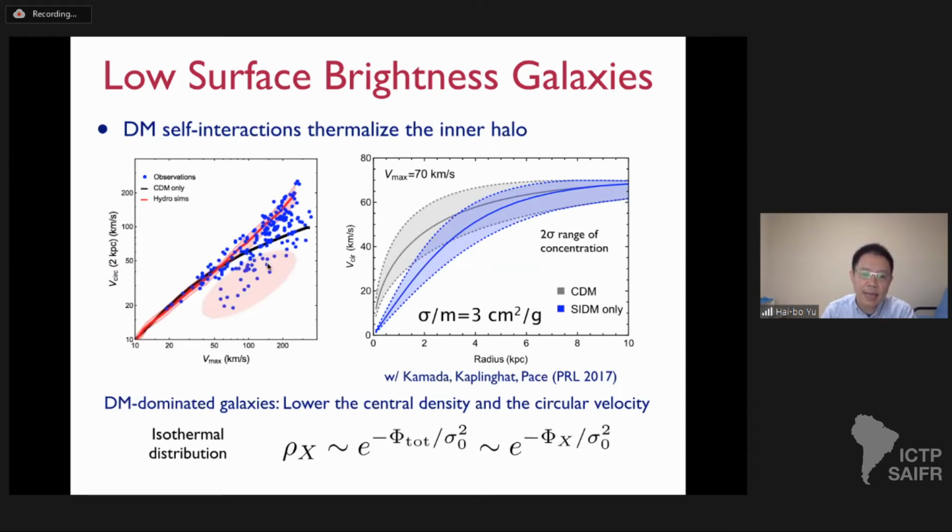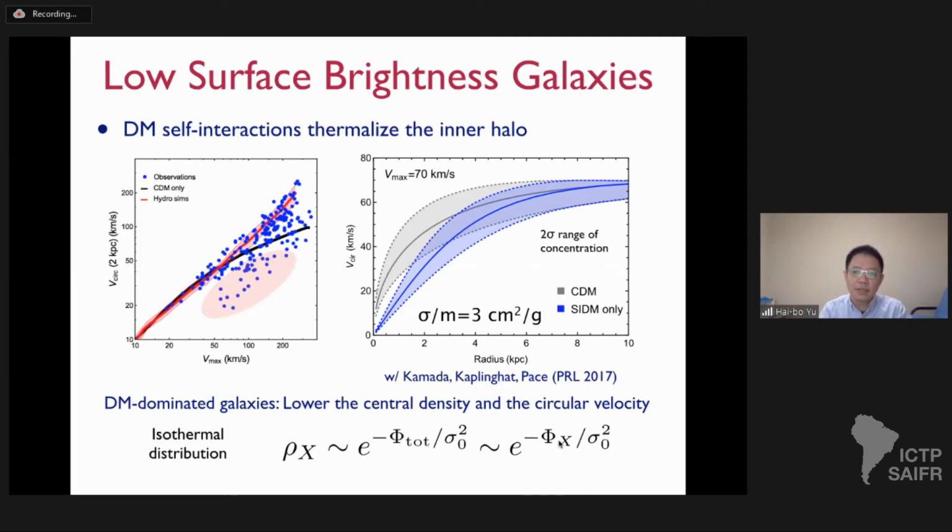So let's look at the galaxies in these regions first. These are the galaxies that prefer to have density cores, okay? They don't like density cusps. Which means those galaxies' rotation curves increase very mildly. And it turns out that those are also so-called low surface brightness galaxies, which means the baryons are not so important in the central region. And if you take the isothermal distribution, here this is the total gravitational potential over the velocity dispersion squared. And since the system is dominated by dark matter, you replace this by the dark matter potential.